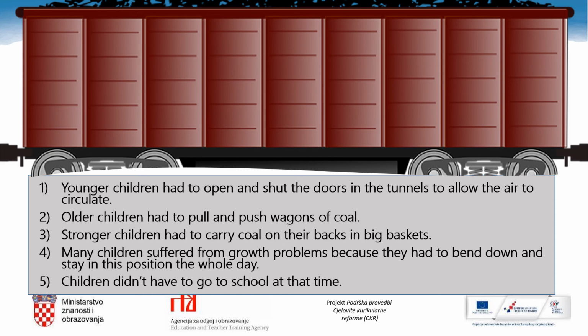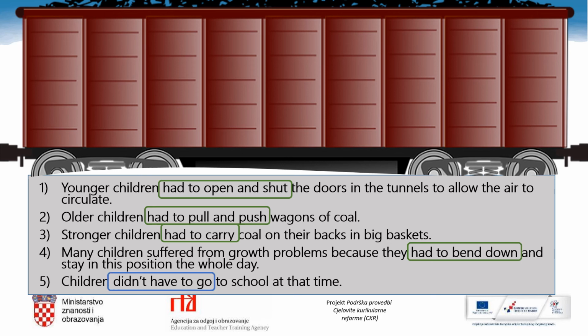Let's check. So in the first sentence, we have the verb had to open and shut. This is an obligation. Older children had to pull and push. Stronger children had to carry. Then next sentence, they had to bend down. And in the last one, there is no obligation. Didn't have to go. Okay.